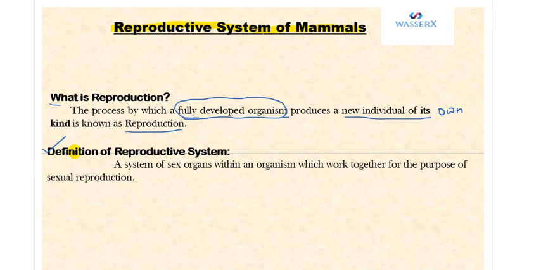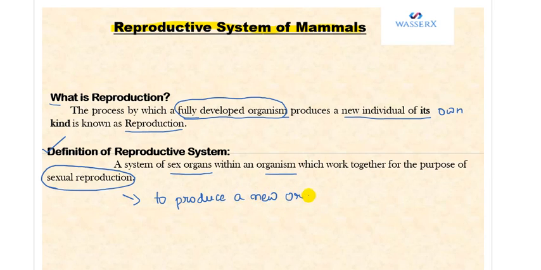And what is the definition of a reproductive system? It is a system of sex organs within an organism which works together for the purpose of sexual reproduction. So a group of organs work together for the purpose of sexual reproduction to produce a new organism, or give birth to a child, like in humans, right? So this is the definition of reproductive system or reproduction.